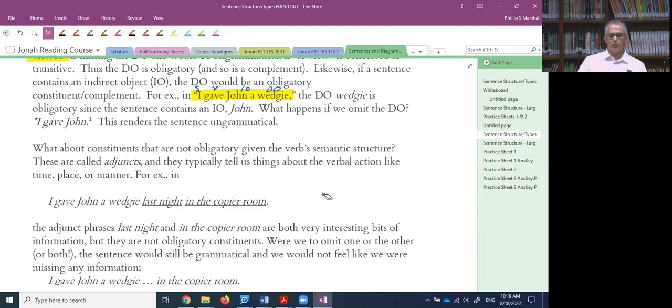Now, when we have constituents that are not obligatory, then they are called adjuncts. And we need to know these two words, adjuncts and complements. Complements are obligatory based on what a verb means, and adjuncts are not obligatory. And these can be omitted. And they usually tell us additional things about a verbal action like time, place, or manner. But they're not inherently involved in the verb's semantic structure.